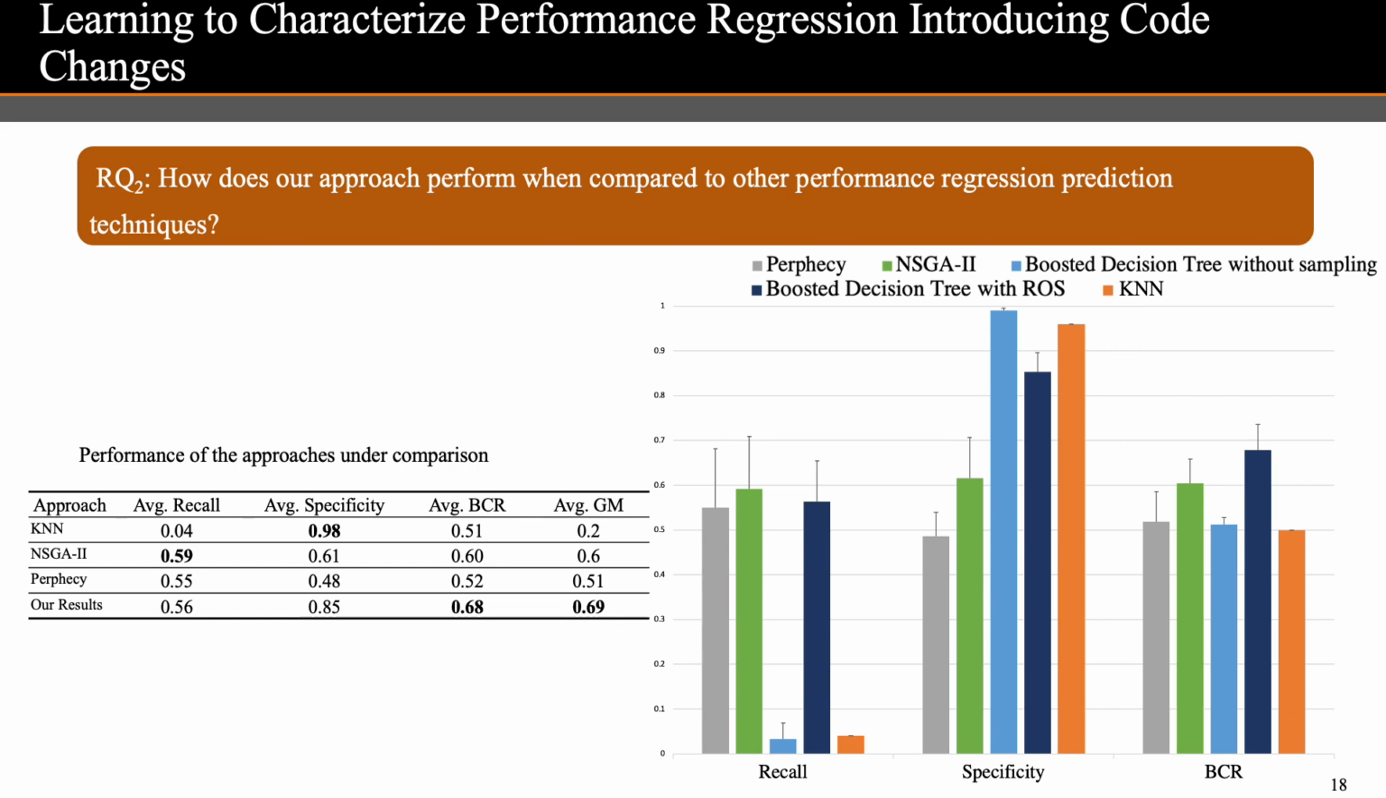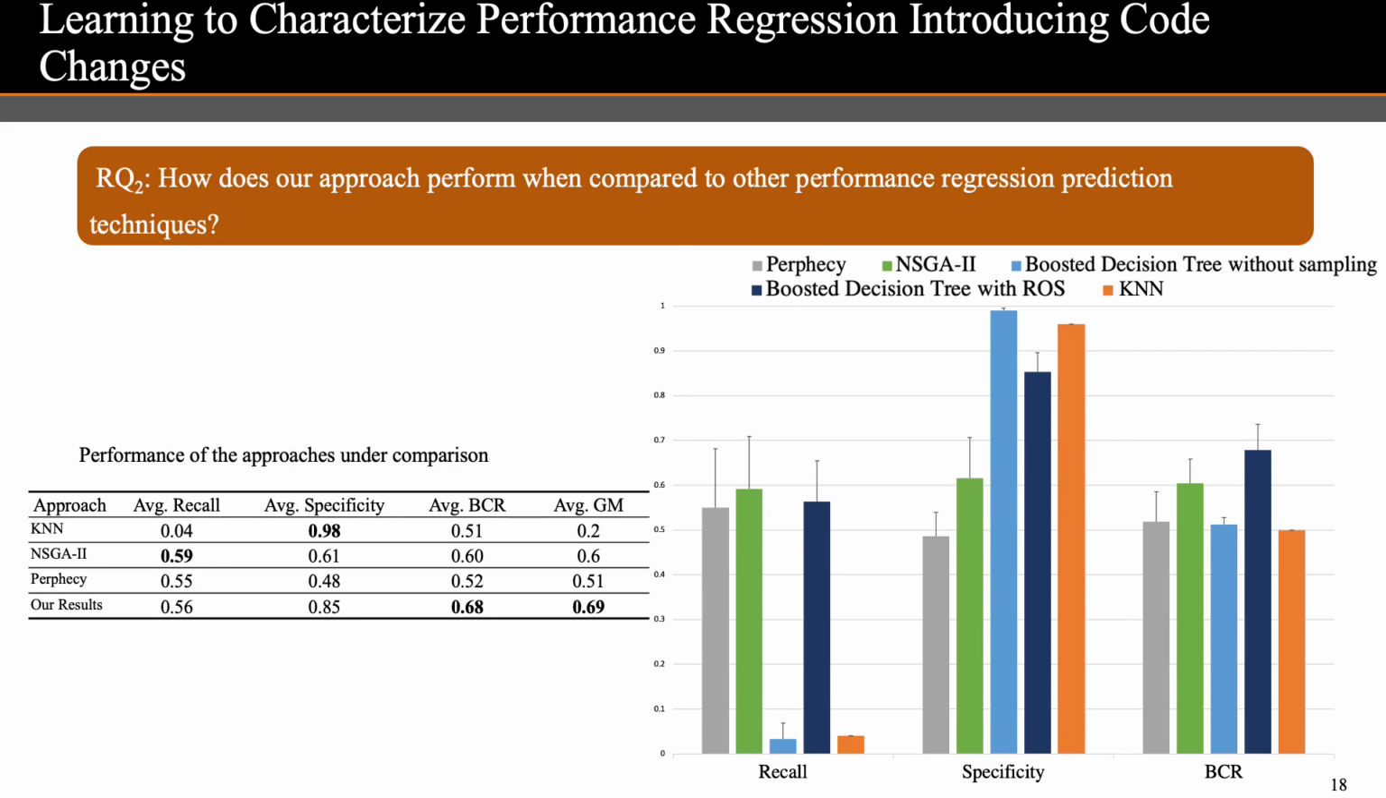The average recall of NSGA2 and our approach are 0.59 and 0.56 respectively. On the other hand, our approach provides much higher specificity than NSGA2, where the average specificity of NSGA2 is 0.6 and 0.85 for our approach, along with only a 3% difference in the recall.